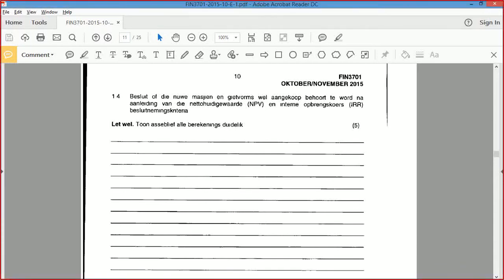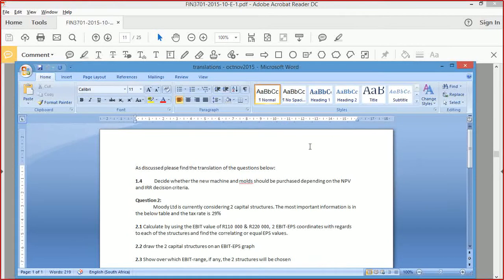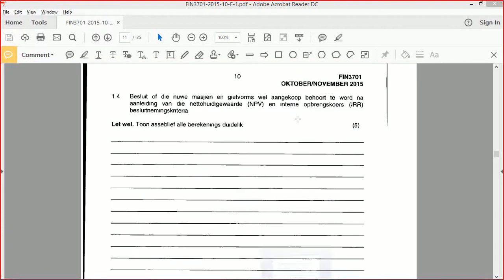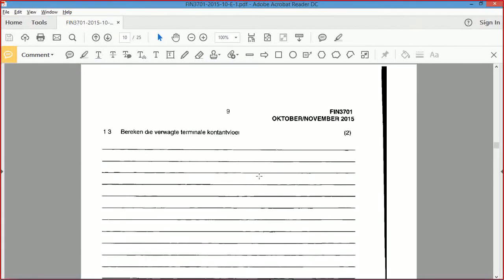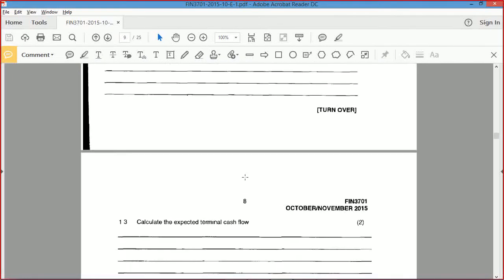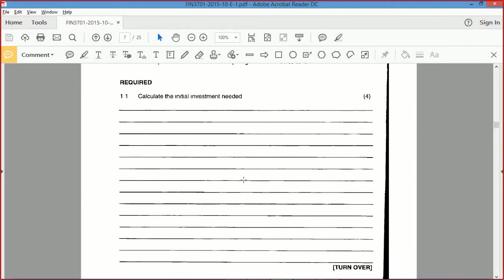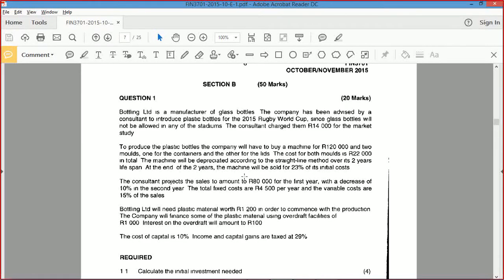Okay, so I've got the October, November 2015. We were busy discussing 1.4. The translated English question was: decide whether the new machine should be purchased depending on NPV and IRR. So obviously you're looking at decision making relating to the information in the question. It's 5 marks. And we're looking at what we calculated here, which was the terminal value, OCF, and initial investment for the bottling company.